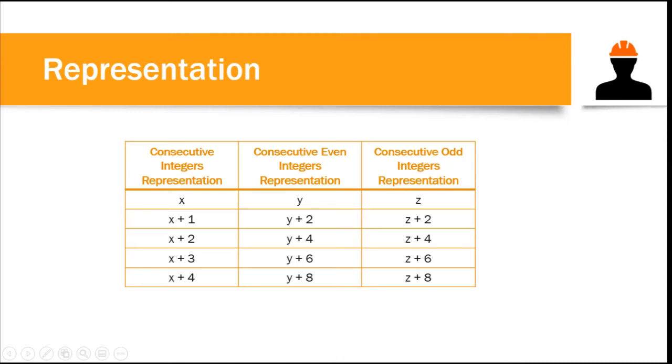Okay? Now, for consecutive odd integers naman, you can express the first number as this variable, z, then the second as z plus 2. So you add 2 for every consecutive number. So that's what you can see on this table. You can try to memorize or just familiarize yourself with this consecutive integers representation. Okay, so let's try to solve a problem.